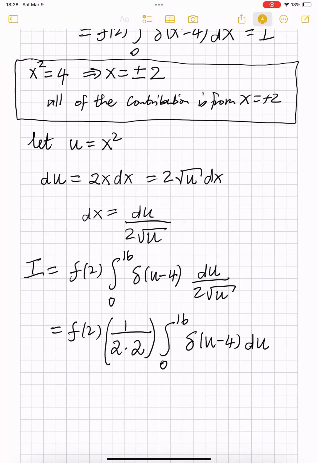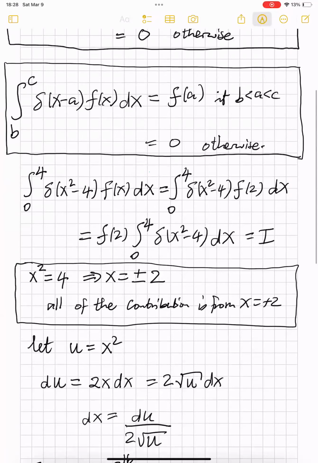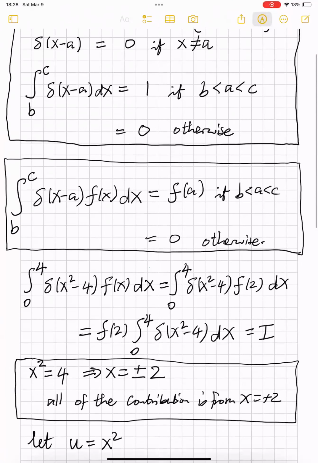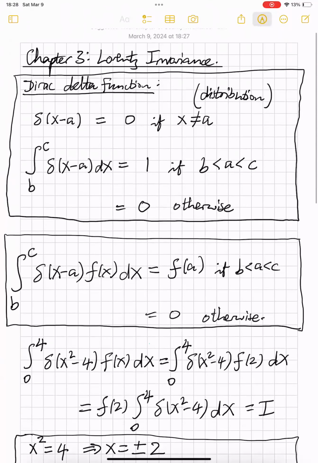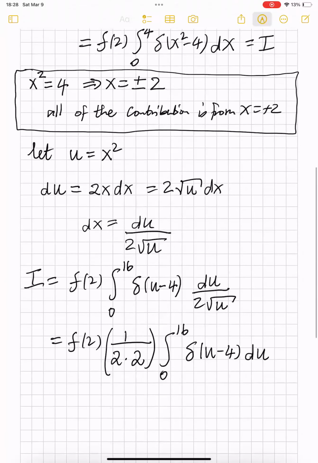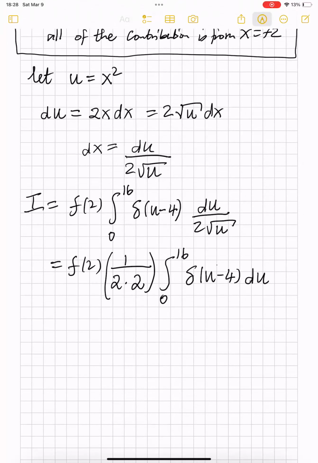And take a look. This now we can use our definition to evaluate, because this is delta of x minus a dx. The variable inside the delta function matches the integration variable, and a lies between b and c. Here we've got delta of u minus 4 du. The u inside the delta function matches the du of the measure, and 4 lies between 0 and 16. So that integral is indeed just 1. So now we get f of 2 times by 1 over 4. And it's this 1 over 4 bit that you would have missed, okay?